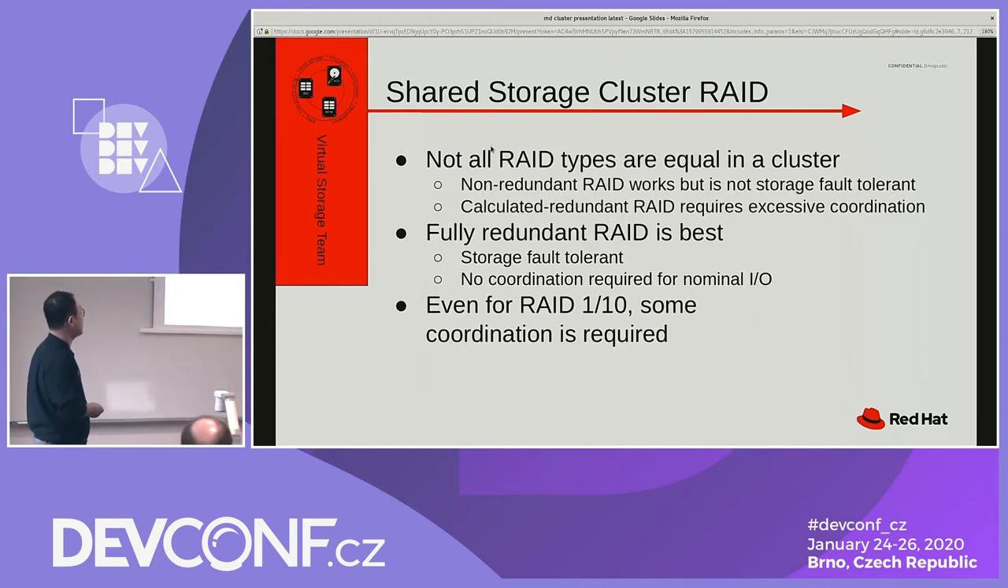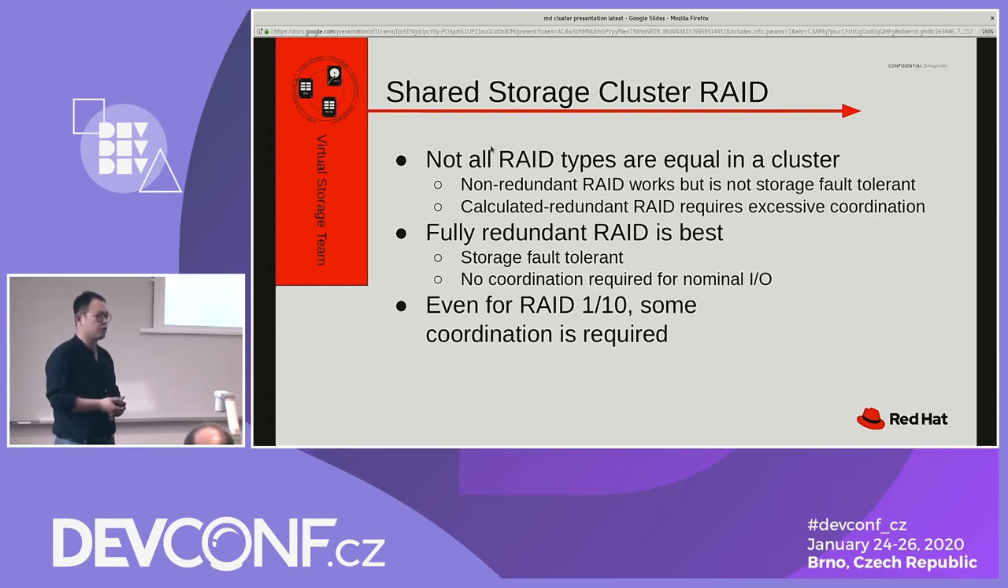For shared storage clusters, MD cluster chooses RAID 1 and RAID 10 in the cluster environment, because RAID 0 doesn't support redundancy. RAID 4, 5, 6 need to calculate parity for each write, so they need more coordination. So full redundancy RAIDs are best, but even they need some coordination. I'll use the RAID 1 cluster as the example in the following presentation.